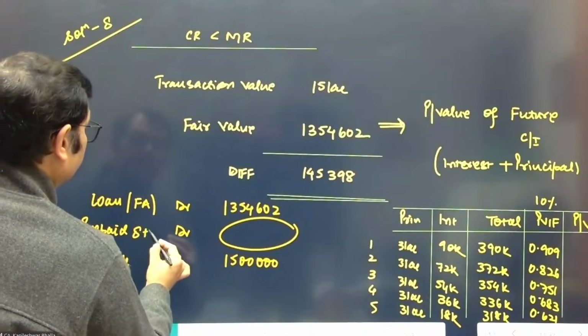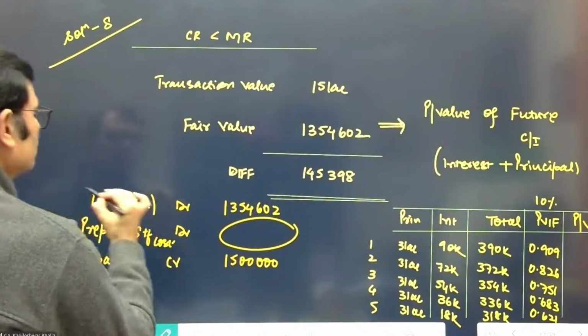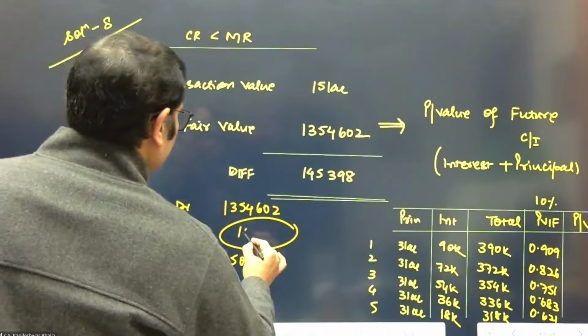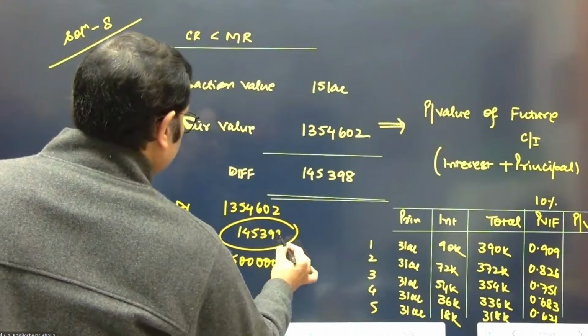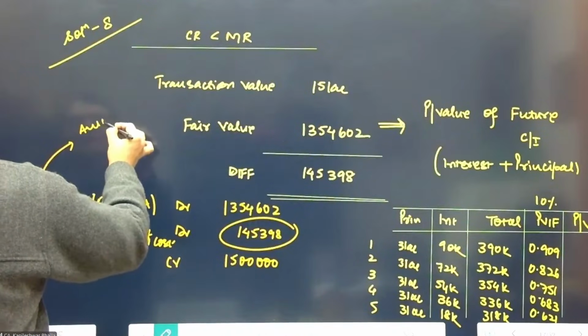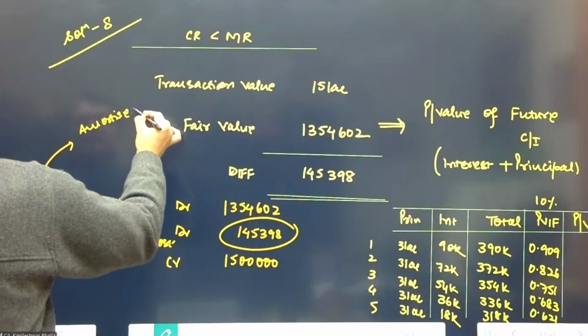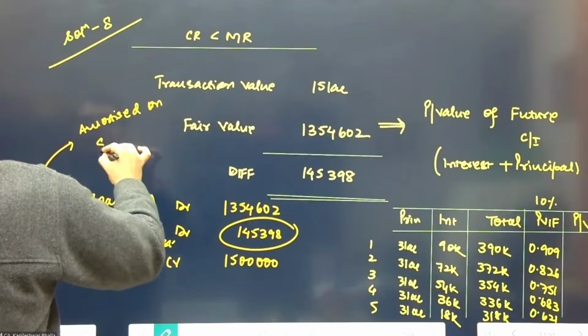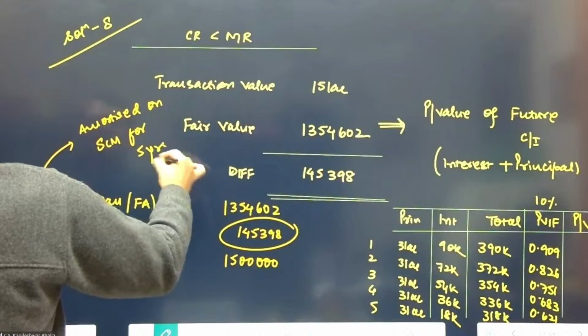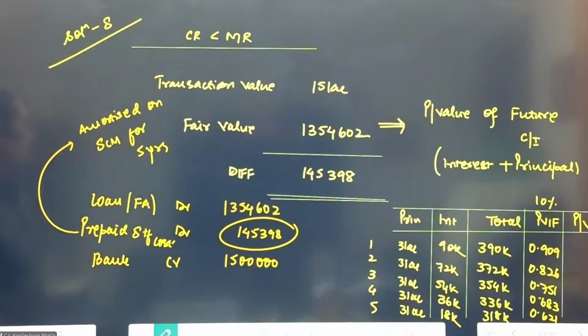So this is the prepaid staff cost, which is going to be amortized straight line over the period of the loan. So this is 145,398, and this prepaid staff cost will be amortized on straight line method for 5 years. So this is going to be amortized every year on a straight line basis.